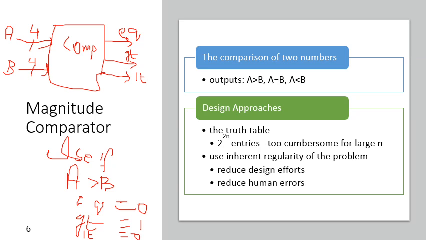As far as the design approach is concerned, we've got the total number of entries that are equivalent to 2 raised to power 2n. So that are really huge and large entries when we've got a large number of n. So we can use the inherent regularity of this problem to reduce the design effort and to reduce human errors. And we can see how we're gonna reduce our circuit in our next slide.